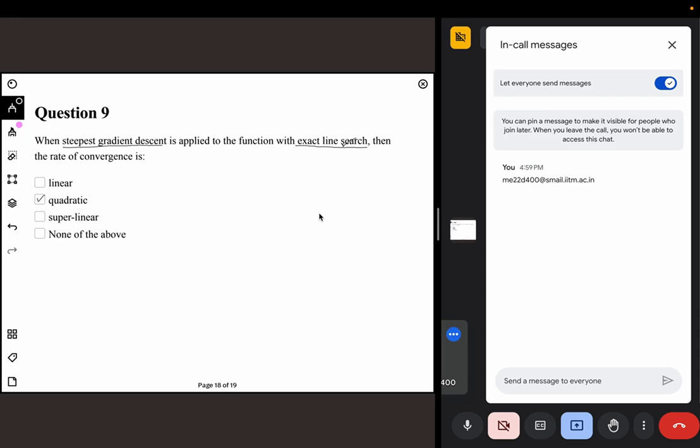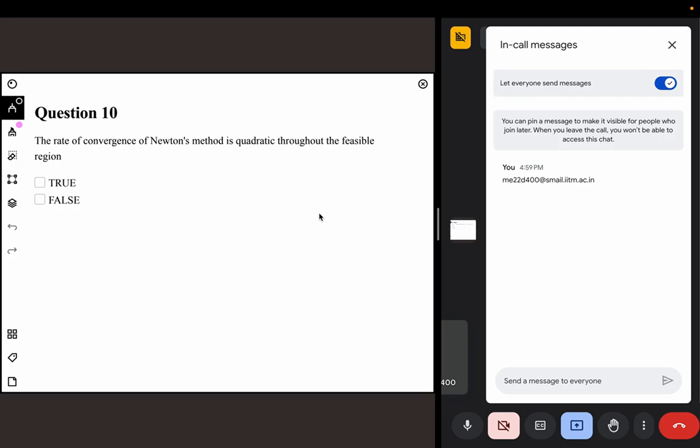Have some questions? Okay. The last question I have: the rate of convergence of Newton's method is quadratic throughout the feasible region. Is it true or false? Yeah, it depends on the problem. It depends on the feasible region. It will be quadratic only near the solution, but otherwise it's not. So in general, it may not always be quadratic. Yeah. So these are the questions I have.